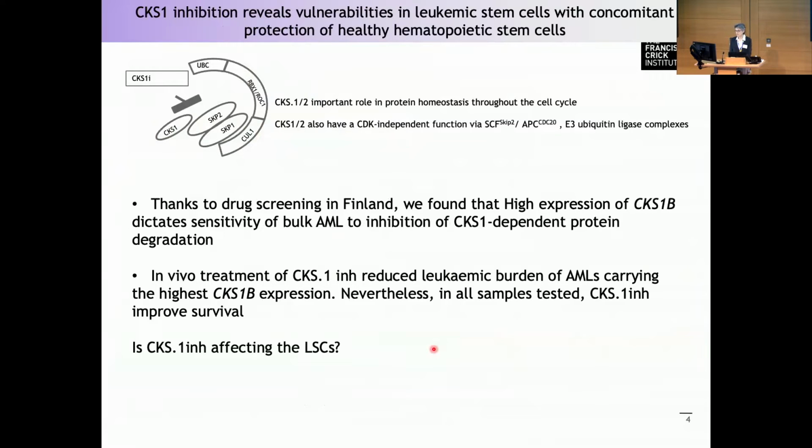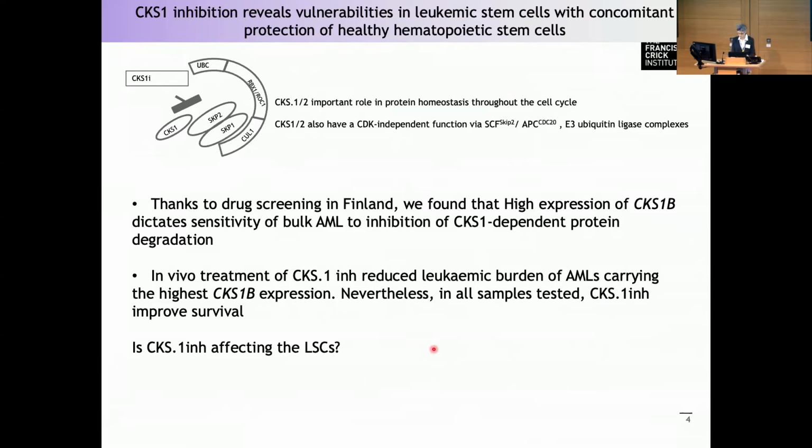Of course, I don't want to be pessimistic, so I put something here that we are working on with Bill Gray in the lab. Bill was interested in looking at CKS1 and CKS2, coming into my lab. It is a protein important for the regulation of the cell cycle, but it also has an independent role in regulation via the E3 ubiquitin ligase complex.